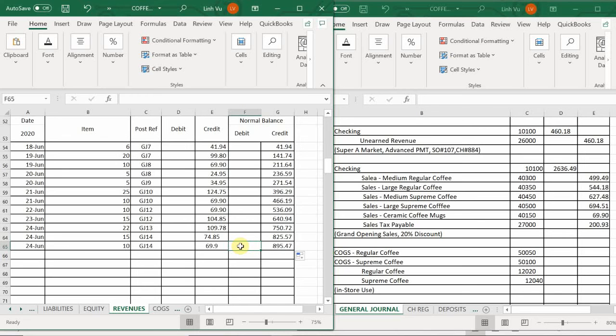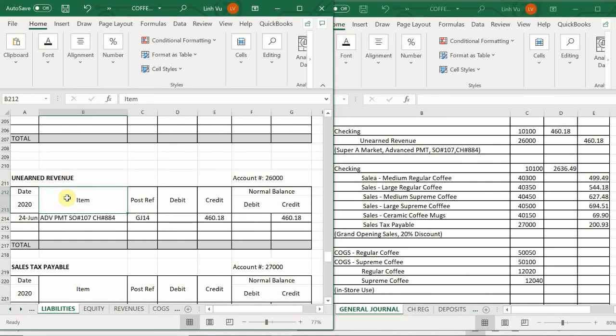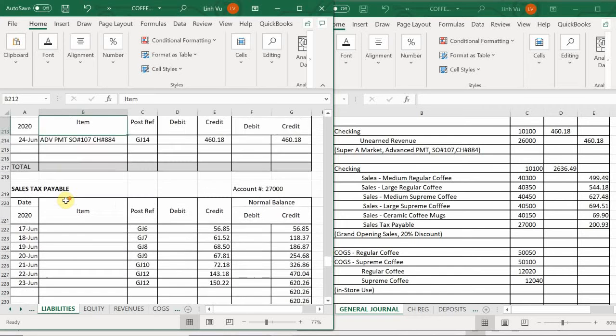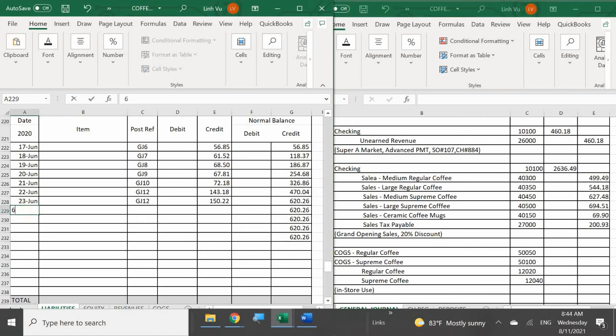Let me know when I can move, Nathan. Okay, go ahead. Okay, and then we go to liabilities, to tax payable. It's at the bottom, I believe, right under unearned revenue. There it is. Sales tax payable, June 24. And the amount is $200.93 for a balance of $821.19. Good.